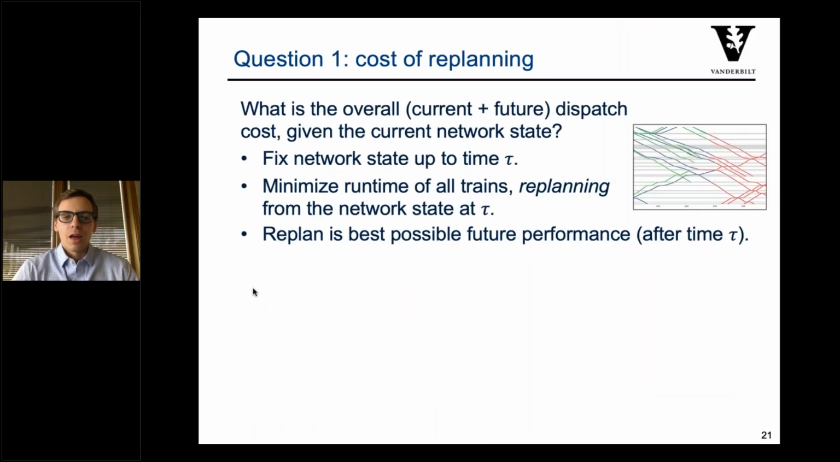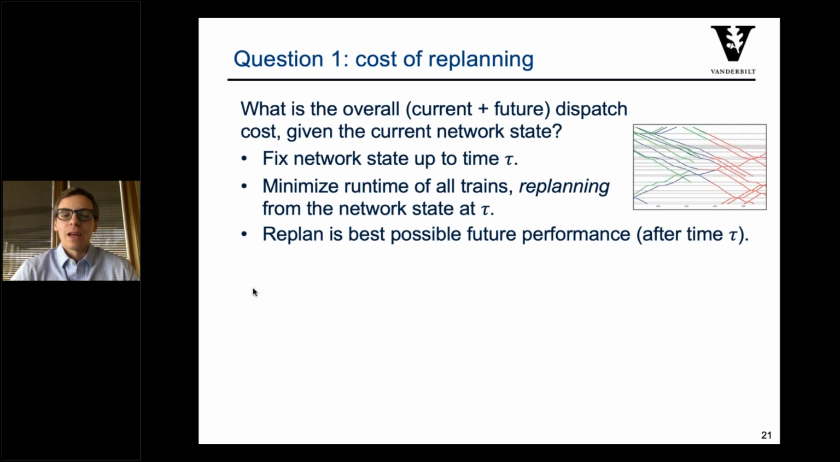So getting back to the three core questions that we outlined for this dispatch analysis methodology, let's take again question 1. This is: what is the overall dispatch cost given the current network state? The overall cost we break down to the current and the future cost. Specifically, this is asking up to a certain point, which we will denote tau, at a certain time, we will fix the network state up to that time and then replan from that current network state out into the future to the conclusion of the dispatch problem.